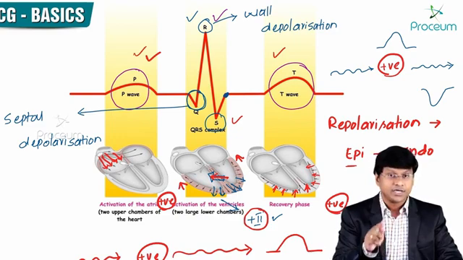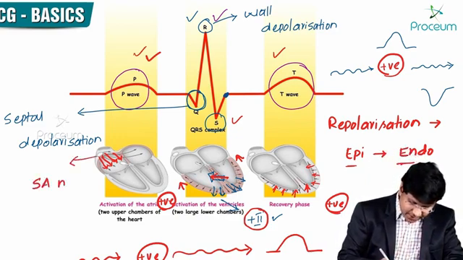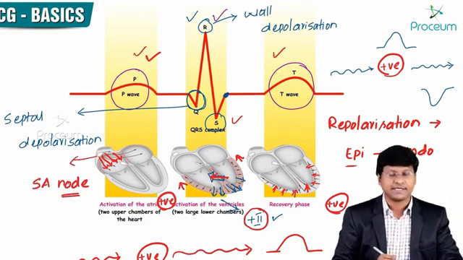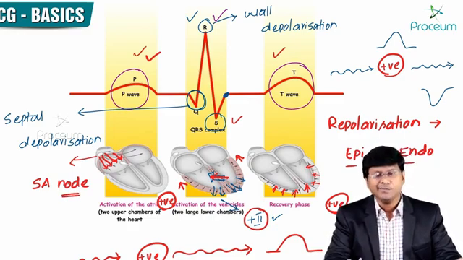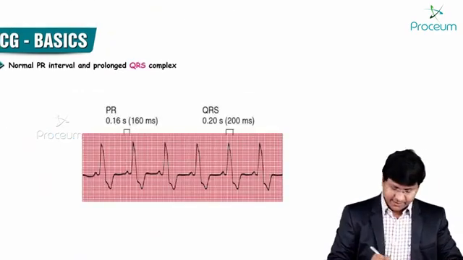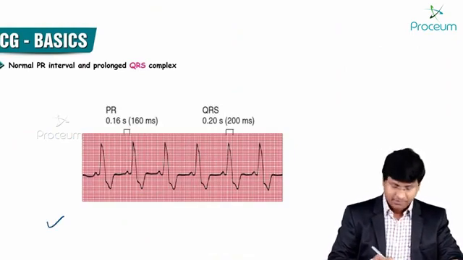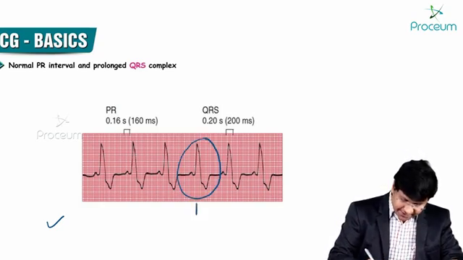That is if the origin of the impulse is from the SA node. Now suppose the origin of the impulse is not from the SA node, for example, if the origin of the impulse is in the ventricle, what will happen? Let me show you that. So you take this ECG strip. What is the abnormality you are able to make out? You are able to make out that there is a wide QRS complex.